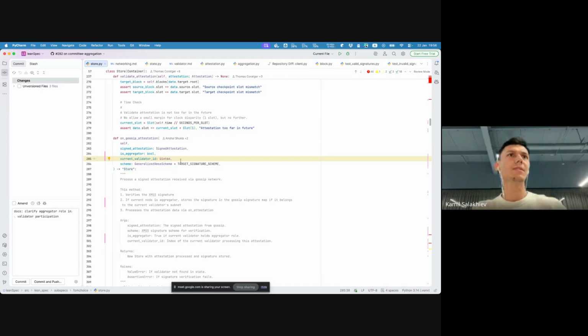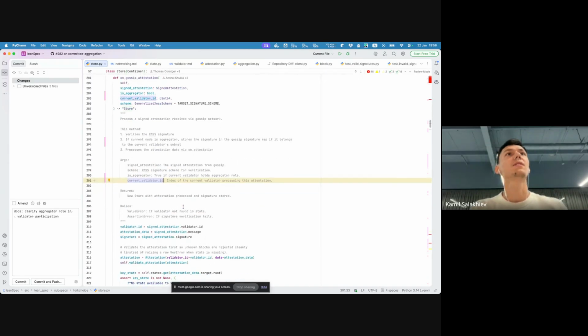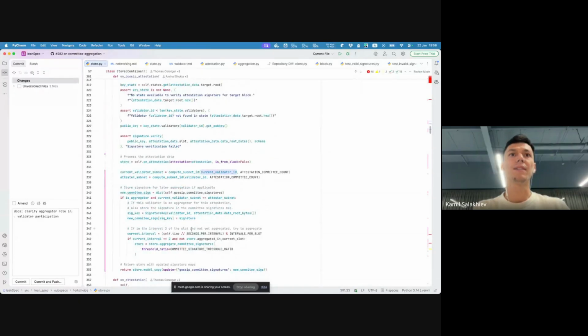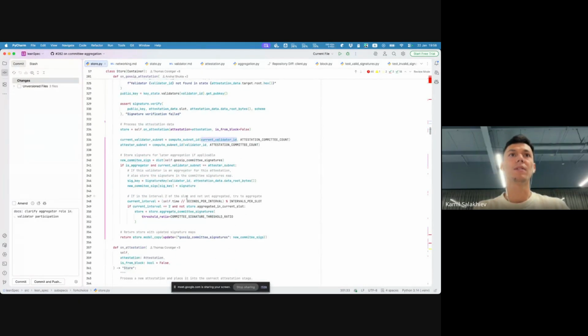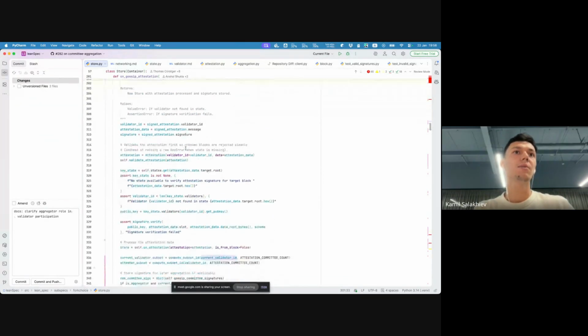So basically, we should be aware of our validator ID so that we can calculate our subnet, and we should also understand whether we are aggregators or not, because that affects whether we collect the signatures into the attestations payload or not. So on gossip attestation, we receive an attestation.